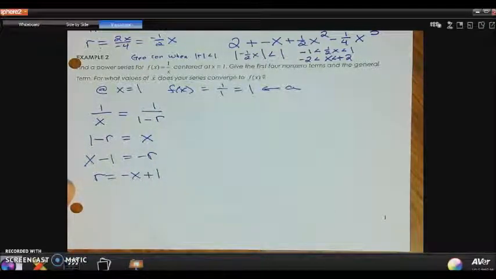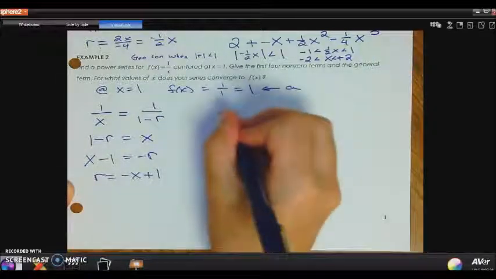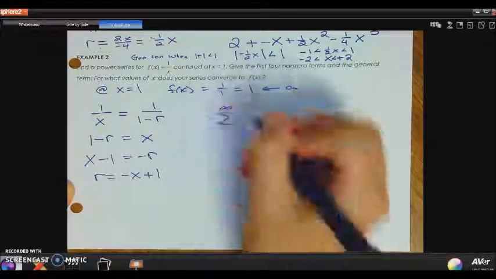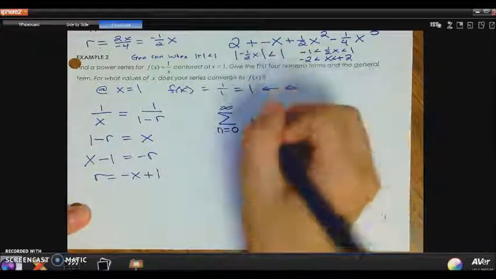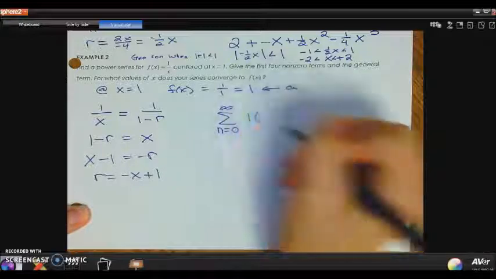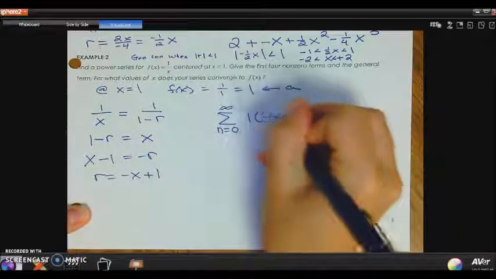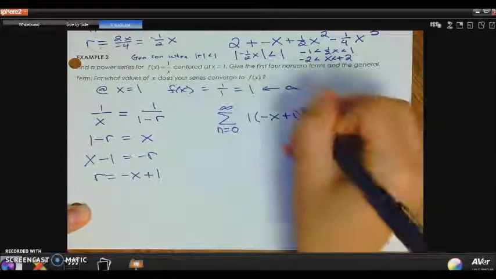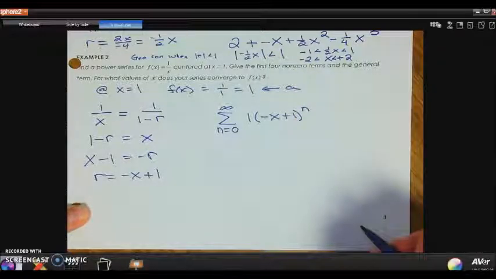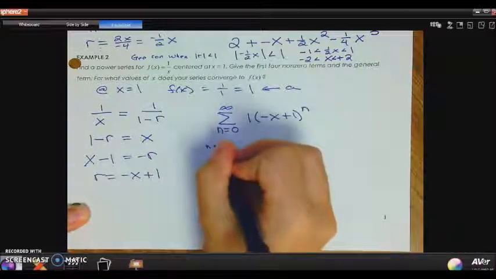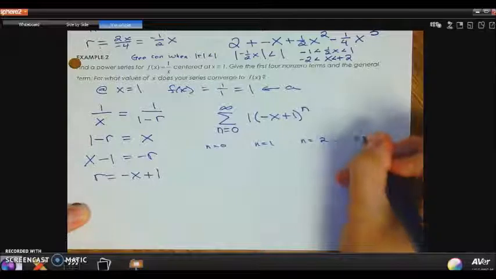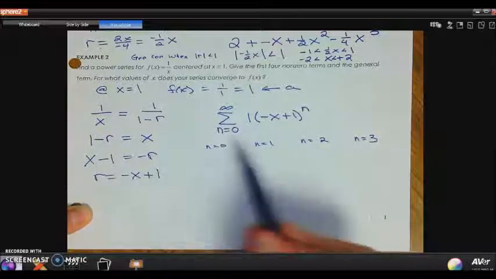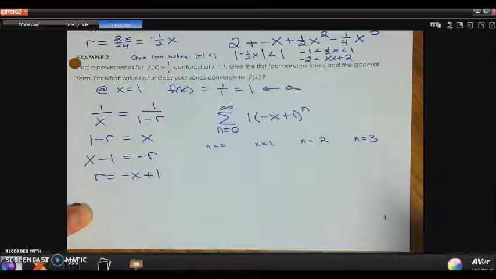Okay, so now once I have that, I'm just going to drop it into that sigma notation. It doesn't really matter which one. I like this starting at n equals 0, just because then your first term is a 1, and then the r value I just got from there, and then this is just an n. And since it says generate the first 4 non-zero terms, I'm literally plugging in n equals 0, n equals 1, n equals 2, and n equals 3. You don't have to show this part. I was just doing that for your notes.